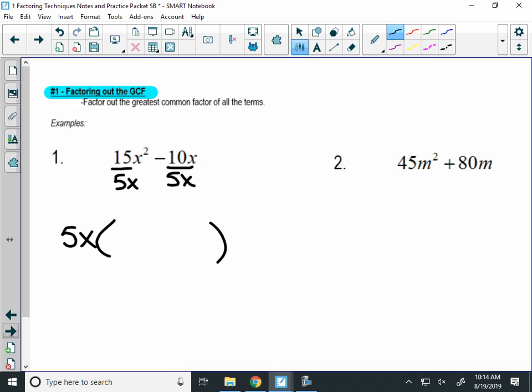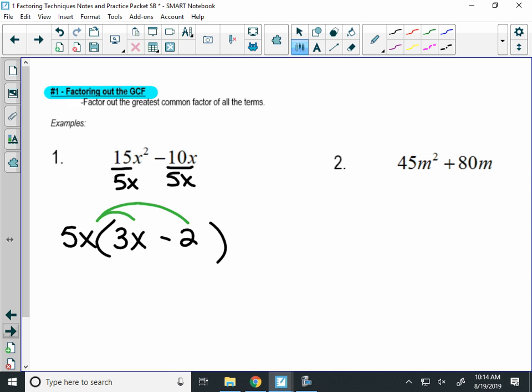I'm just going to write divided by 5x underneath both, so that if you need to, you can see it. 15x squared divided by 5x is 3x, and 10x divided by 5x? -2. And that's the answer. Now, again, if you wanted to check your work, if you had time and you were being careful, you would distribute here. 5x and 3x is 15x squared. 5x times -2 is -10x. And then you know you had the right answer.